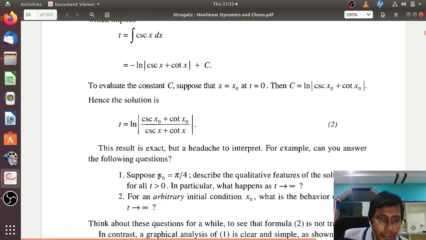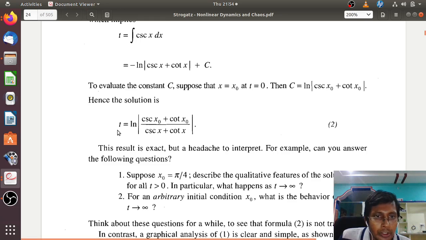So the first question is, if the initial condition x naught is equal to pi by 4, how is x going to vary as time increases from 0? That's one question. And will x approach some finite value as t tends to infinity? That's another question.